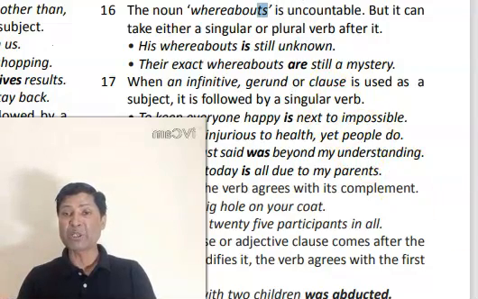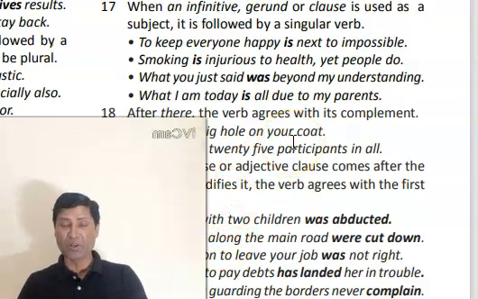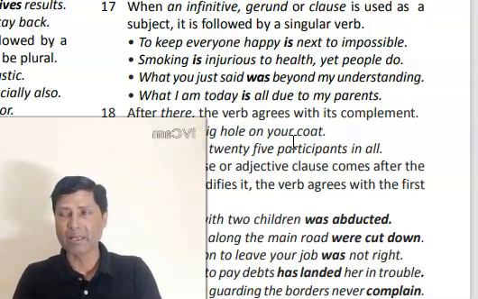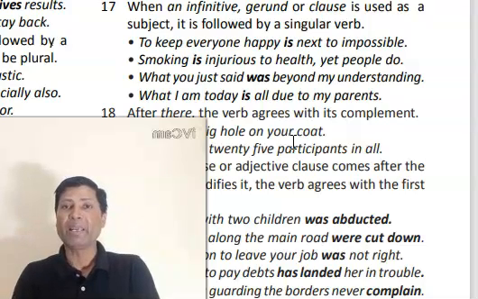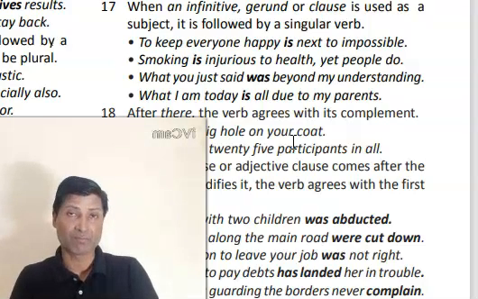Rule number 17 is one of the most difficult rules for children to understand. I'll explain it as we go ahead, one by one. When an infinitive, gerund or clause is used as a subject, it is followed by a singular verb. What does this mean? What is an infinitive? What is a gerund? What is a clause?